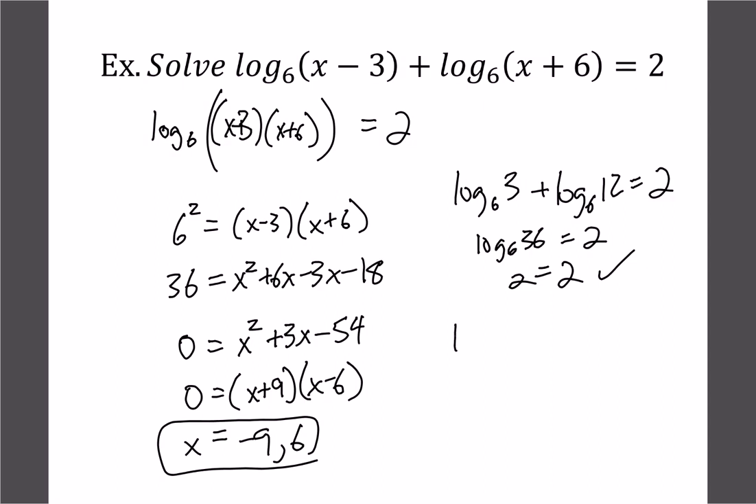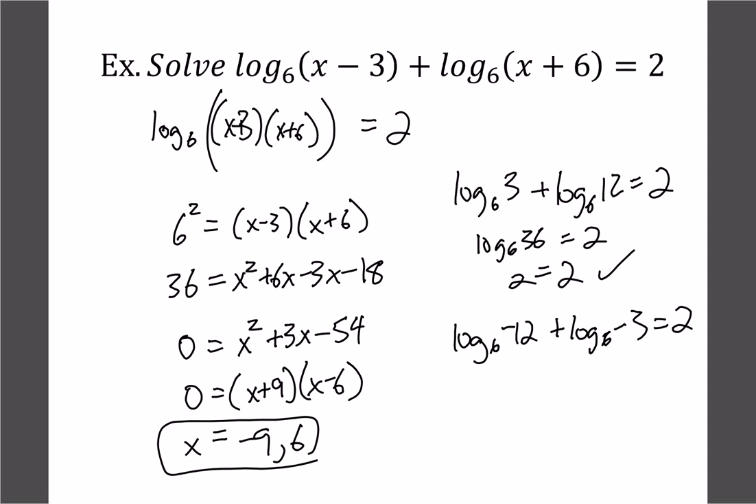So let's try this with negative 9. So we'd have log 6 of minus 9 minus 3 would be negative 12. We have log 6 of minus 9 plus 6 would be negative 3. And if we use the same rule, we're adding, so it would be negative 12 times negative 3 would be 36. Log 6 of 6 is indeed 2. But what we've got to be careful of is log 6 of negative 12 actually doesn't work.